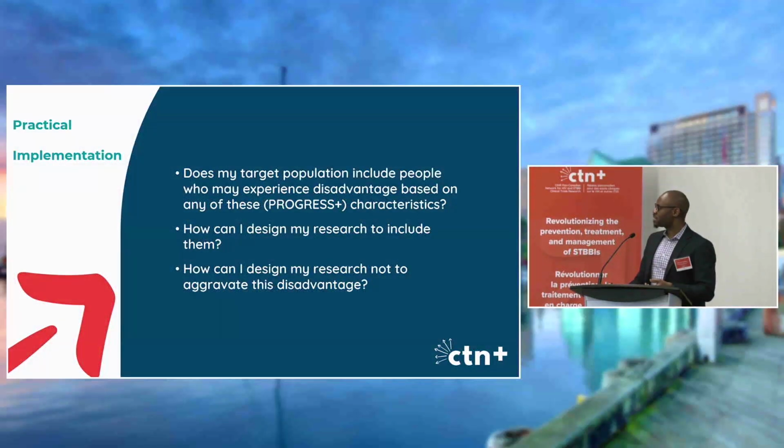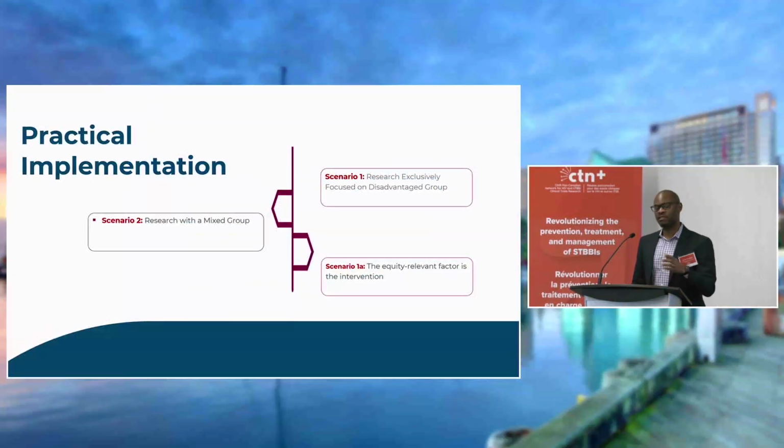So practically, you have to ask yourself who your target population includes, how you can design your study to include them, and how you can design your study to not aggravate this disadvantage. So generally speaking, there are two scenarios in which this can happen. The first is a mixed study where you have everybody in the study, right? But then if you have identified an issue of inequity in a particular group, instead of enrolling everybody and saying, I'm trying to meet a quota of ethnic minorities or Black people or men who have sex with men, just do the study in the population where you have the concern, right?